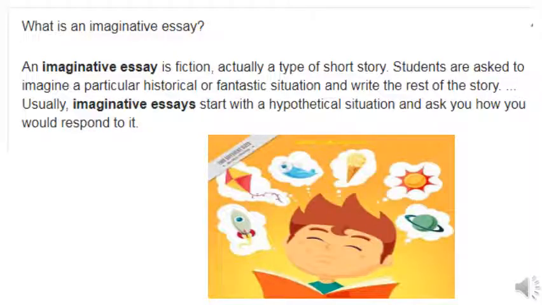What is an imaginative essay? An imaginative essay is fiction, actually a type of short story, a sort of narrative. Students are asked to imagine a particular historical or fantastic situation and write the rest of the story. Usually, imaginative essays start with a hypothetical situation and ask you how you would respond to it.